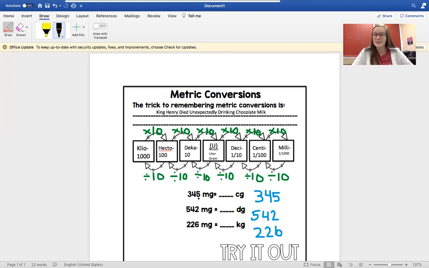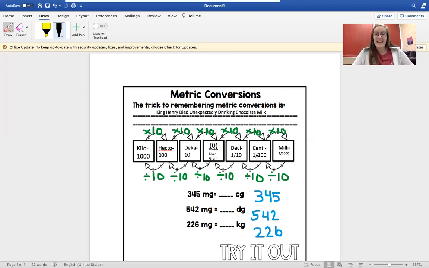We have 345, goodness guys, I'm so sorry, milligrams, okay, 345 milligrams. So I'm going to put my finger on milli because that is the first letter, right? And I'm going to cg. Well, the c is going to be centi, right? So I'm going from milligrams to centigrams. So from milligrams to centigrams, it says that I divide by 10.